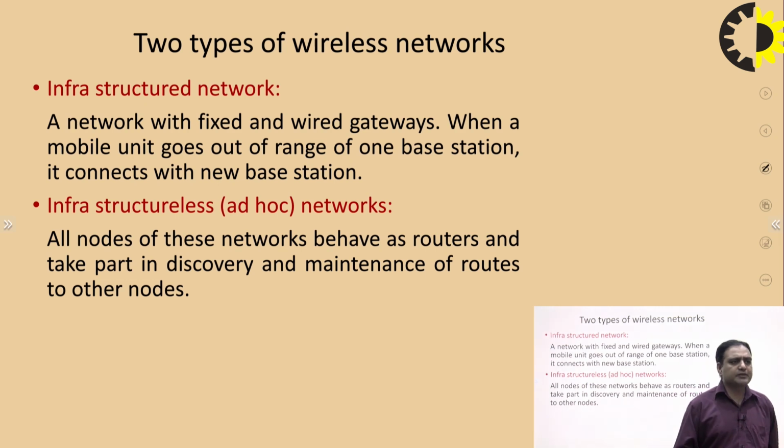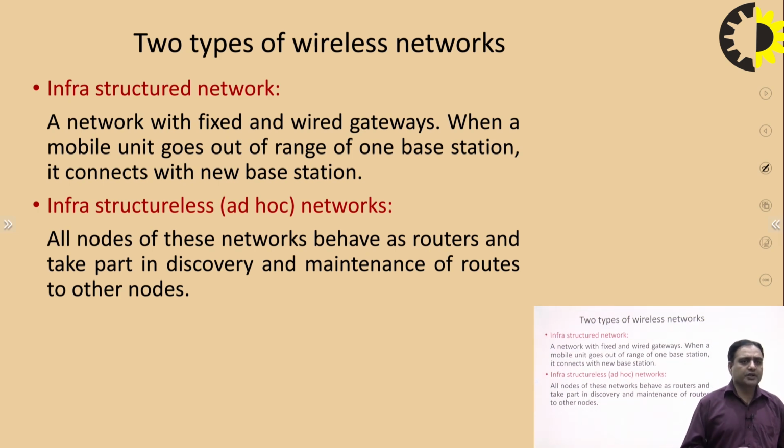The second point is infrastructureless ad hoc networks, that is, ad hoc networks. In these networks, the devices are connected through Wi-Fi. All nodes of these networks have routers and take part in discovery and maintenance of routes to other nodes. There is no fixed medium for the routers.